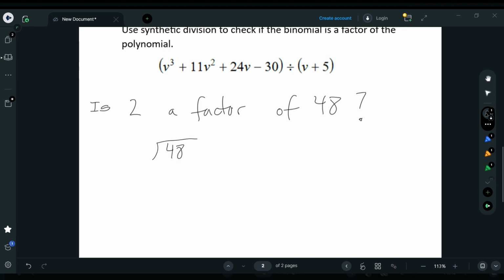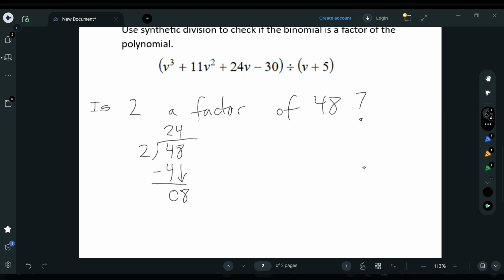Let's do this, though. Let's divide 48 by 2. And let's do it long division style. So if we divide 48 by 2, set it up like this. Let's see. How many times does 2 go into 4? 2. And then we do 2 times 2 is a 4. Bring that down. Subtract. 4 minus 4 is a 0. Bring down the 8. And now we check. Does 2 go into 8? Yes. How many times? 4.